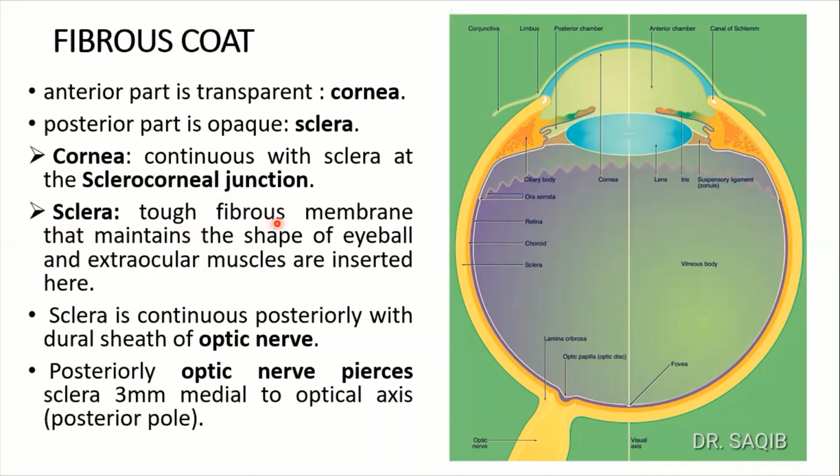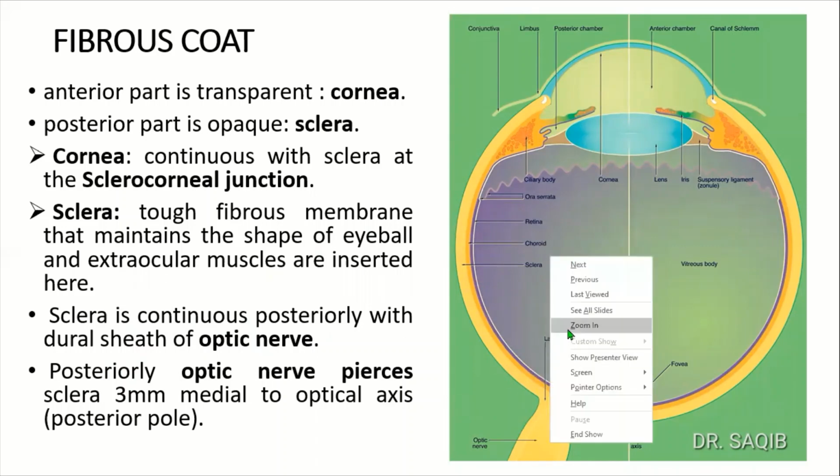Sclera is a tough fibrous membrane that maintains the shape of the eyeball, and it provides insertion to the extraocular muscles, right? They are inserted onto the sclera. So the sclera is continuous posteriorly with the dural sheath of the optic nerve. This is the sclera, and posteriorly, let me enlarge it for you.